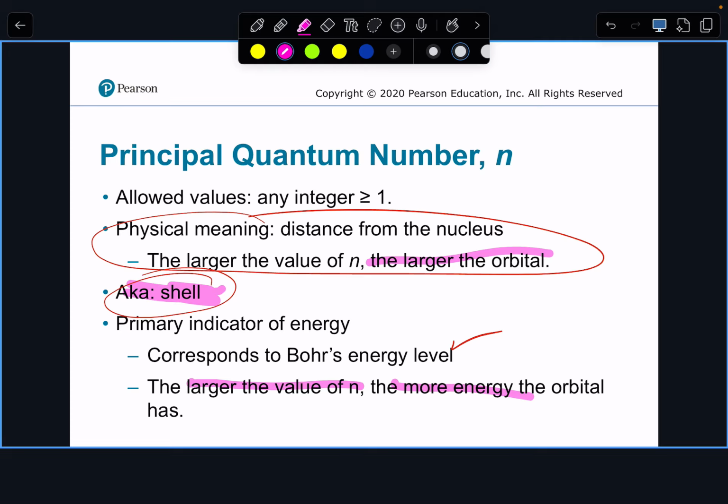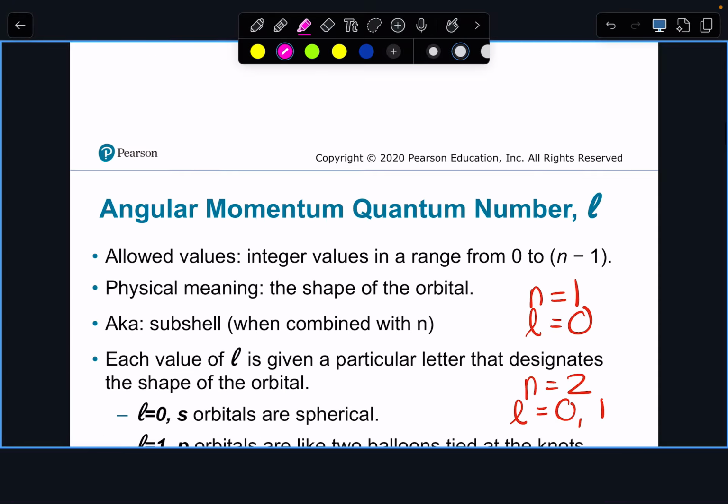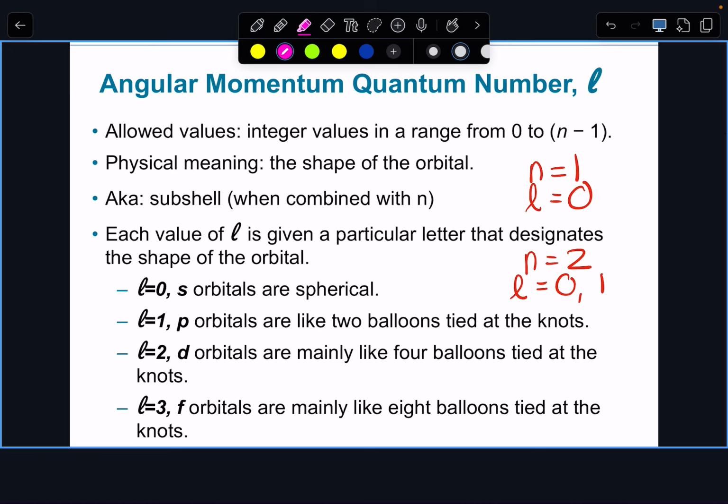Okay, that one's relatively straightforward, I think. The next one, the angular momentum quantum number. This is abbreviated by an L. We always write it cursive. I don't know why, we just do. The physical meaning of this one is the shape. A sphere is going to have a different L value than the dumbbell shape, okay?